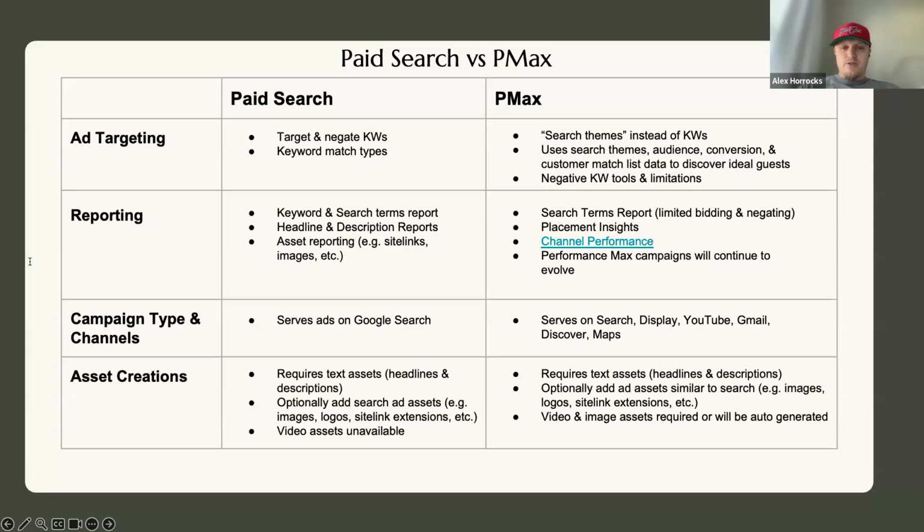And then asset creation is also different. The assets that you need for paid search are a lot more headlines and text, since it only serves on search as a channel. Performance Max also requires certain forms of text, but it needs additional assets to perform on other channels. And some of those examples include images, videos, logos.